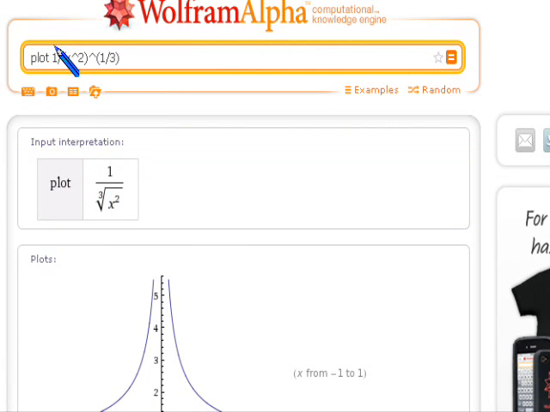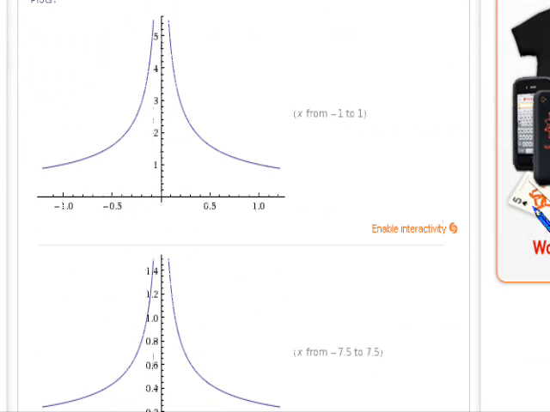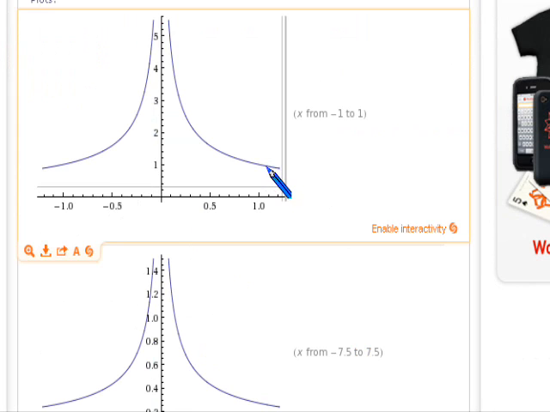Of course, I didn't have to write y equals. In Wolfram Alpha, you can get away with just typing what y is equal to rather than writing y equals a function of x. So here is the plot, here is the graph rather, of this function.